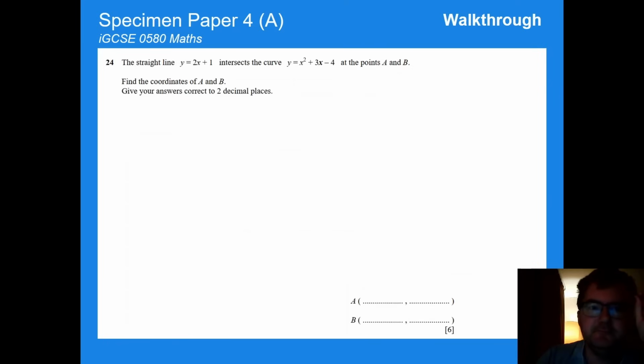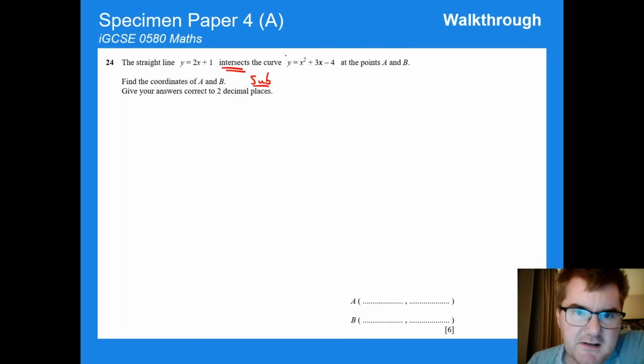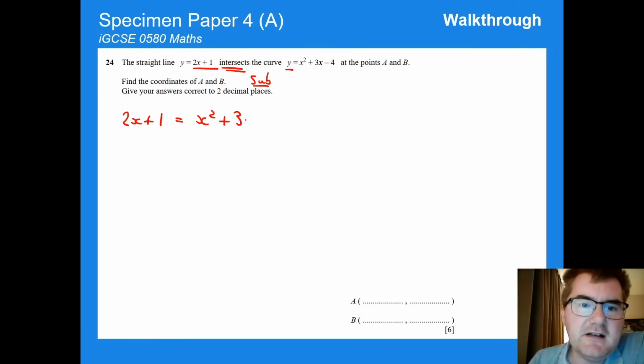Okay. Right, question 24 here. So the straight line y equals 2x plus 1 intersects a curve. Again, as soon as I see intersects, we need to do some substitution here. So I'm going to put sub at the points A and B, find the coordinates of A and B. So the way we do this is we can replace the y here with 2x plus 1. So we can say 2x plus 1 is equal to x squared plus 3x minus 4. Because if they intersect, then the y values have to be the same. And this is just a quadratic to solve.